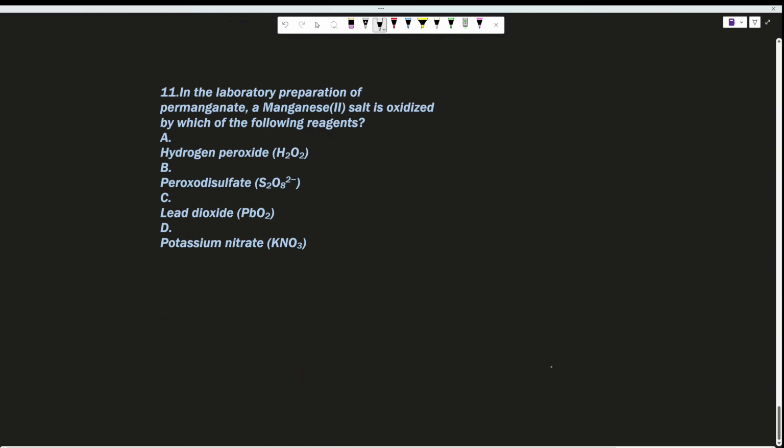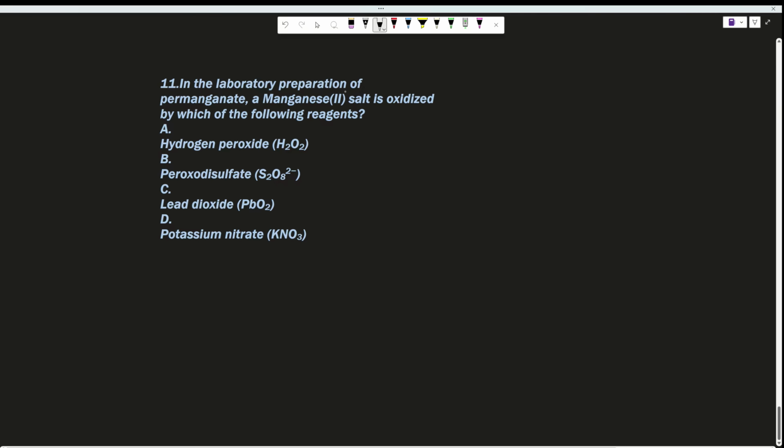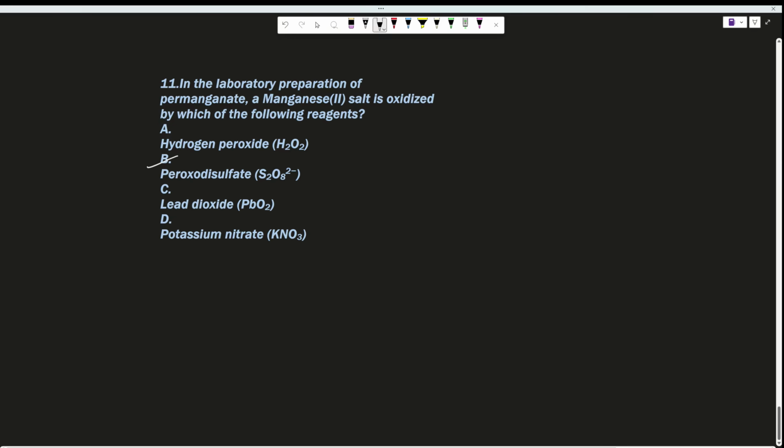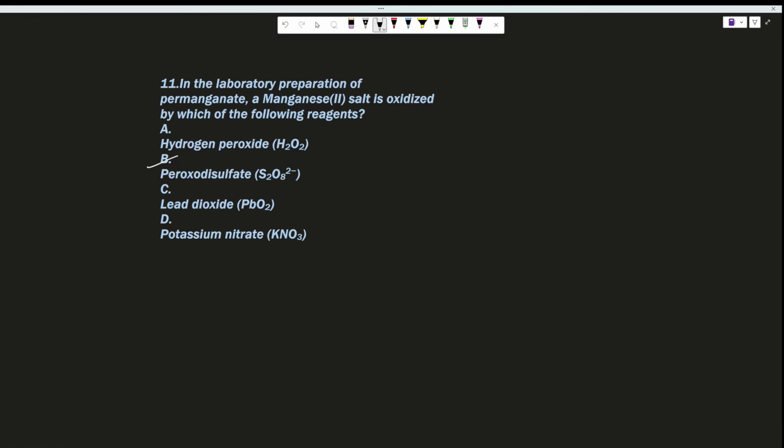Next, in the laboratory preparation of permanganate, a manganese 2 salt is oxidized by which of the following reagents? So just before we discuss this, I told you in laboratory method we are using this peroxodisulfate, that is S2O8 2-. Okay, I hope it is clear.